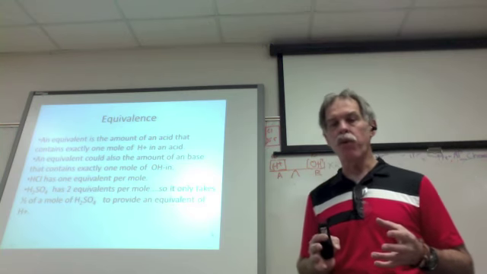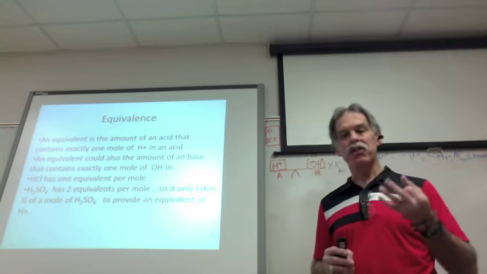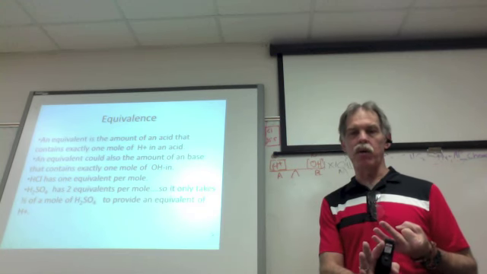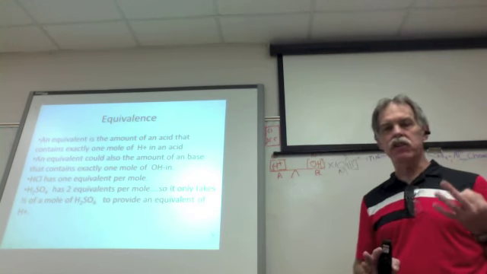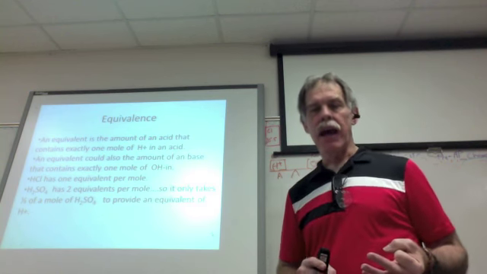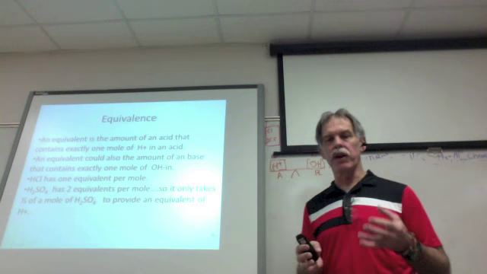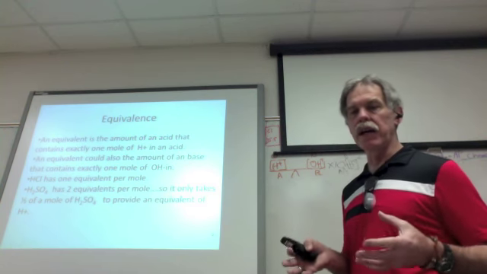For H3PO4, that has 3 hydrogens. We only need 1/3 of a mole to get 1 mole of hydrogens. So look at the subnumber below the H, and really if it's a 2, then you need half a mole. If it's a 3, you need 1/3 of a mole in order to get an equivalent.